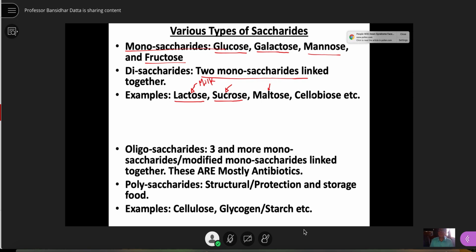And cellulose is a combination of glucose. It is a precursor of cellulose. They are disaccharides.